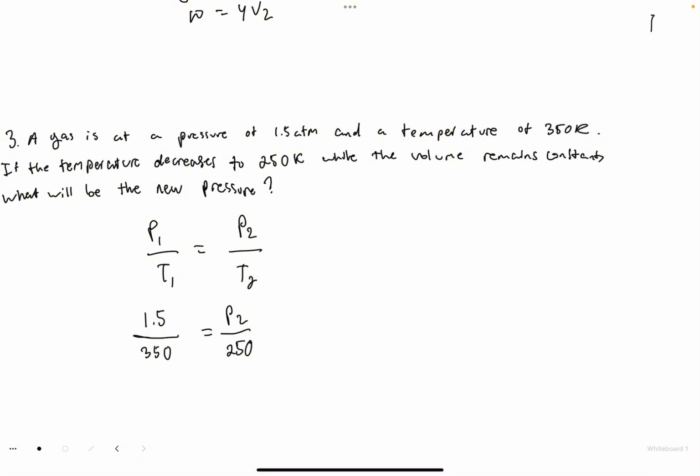So if this is going to be a direct relationship, that means the pressure on the second one would decrease. So 350 P2 is equal to 375. P2 is equal to around 1.07 atm.